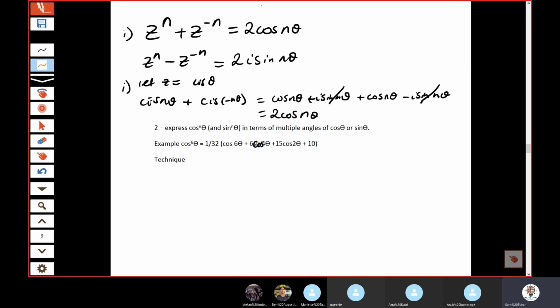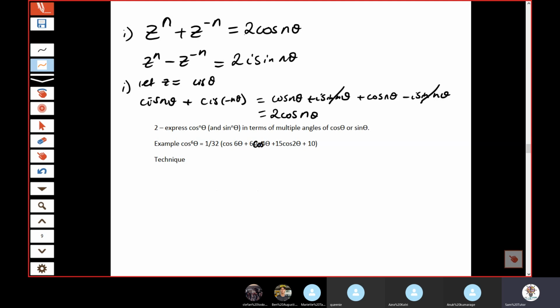So if n equals 1, your first line, 99.9999999% of the time, n at the beginning is going to be equal to 1. Because it's going to say, find cos to the 5 theta, or find sine to the 4 theta, whatever. It's not going to say go find sine to the 4 of 2 theta. See? Good. All right.